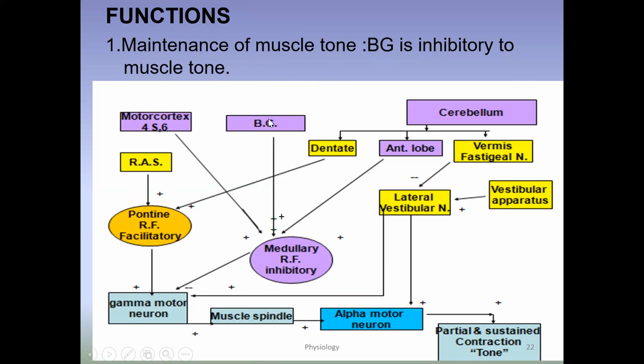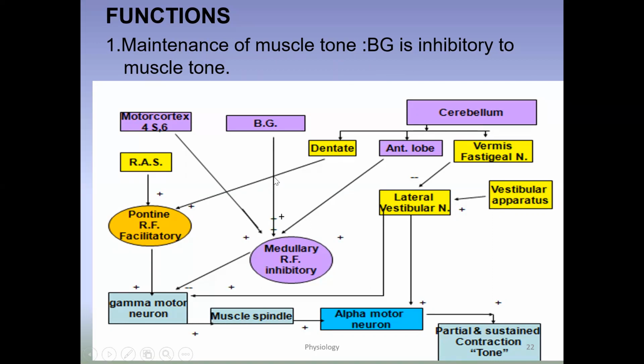Today, the basal ganglia have an excitatory influence on the medulla. That means they activate the medullary reticular formation inhibitory area. And what is the role of that area? It causes inhibition of gamma motor neuron discharge. That's why we say the basal ganglia is inhibitory to the muscle tone. Why? Because it activates the medullary reticular formation inhibitory area. Because of that, it inhibits the muscle tone, that means it inhibits the gamma motor neuron discharge. Okay.